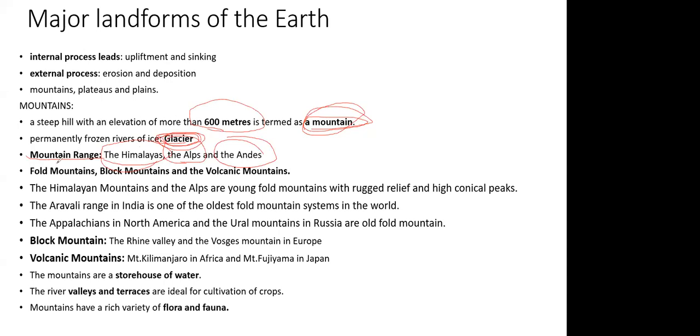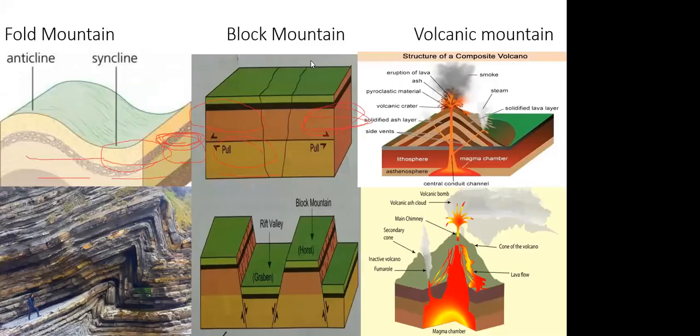Okay. Then there are three major types of mountains, namely fold mountains, block mountains, and volcanic mountains. All right. So let us discuss these three types of mountains. Let's go to that picture again. So this is the picture for the different types of mountain. Talking about fold mountains, we can also make it.